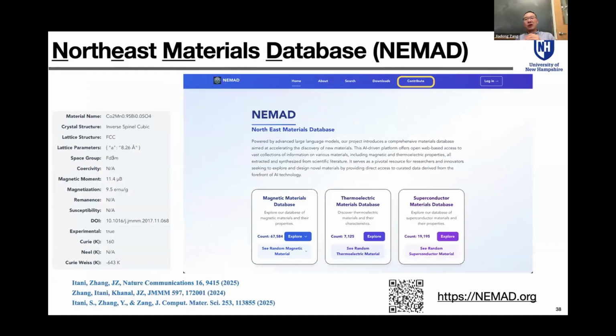So if you're looking for new magnetic materials, given whatever criteria you want, you can find these materials in our database. And our database right now consists of more than 60,000 materials. And we also have databases for superconductors and thermoelectric materials.